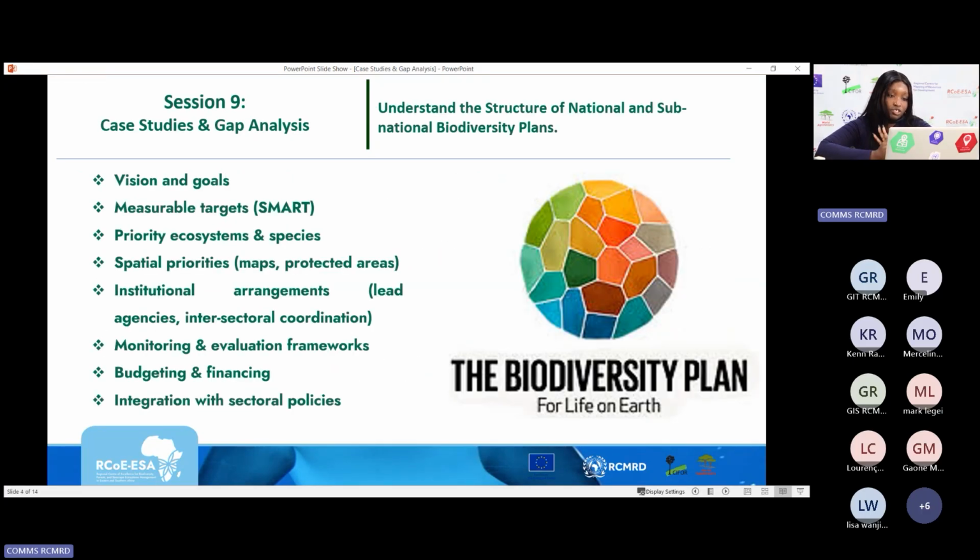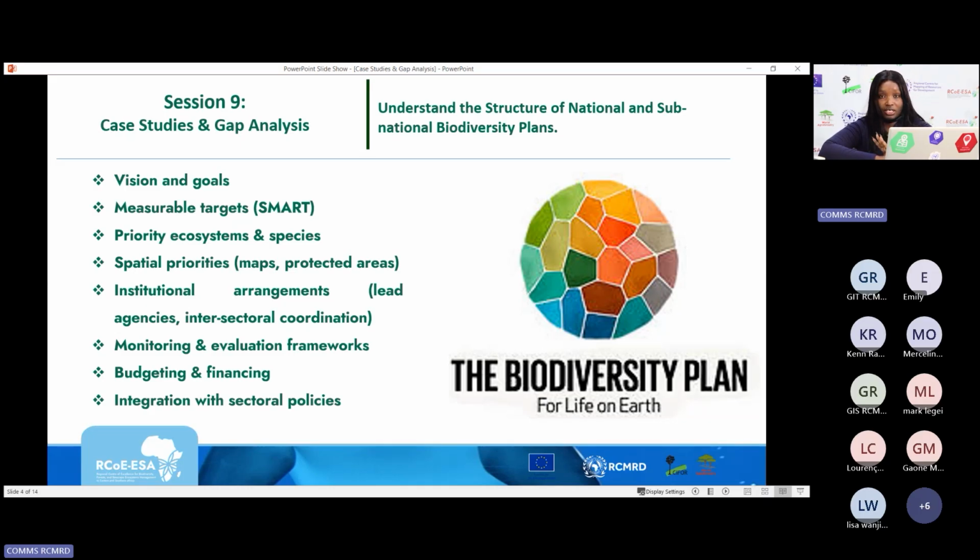In terms of the structure of how the national one looks like, and this will inform how the subnational one will look like. First of all, it has to have clear vision and goals, which have to be measurable. That is the target. Priority is given to ecosystem and species, then spatial priorities in terms of maps, and then the protected areas. It's also meant to look into the institutional arrangement, that is the institutional framework that is meant to make sure these targets are met.